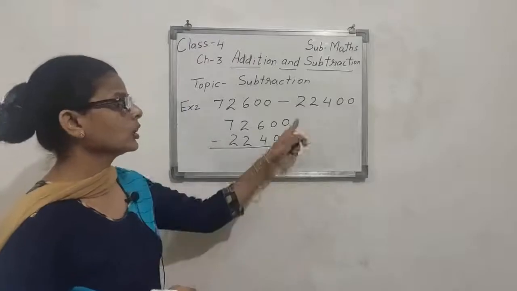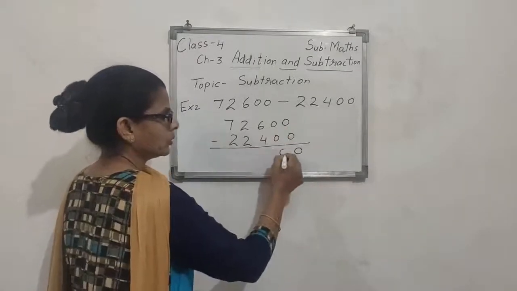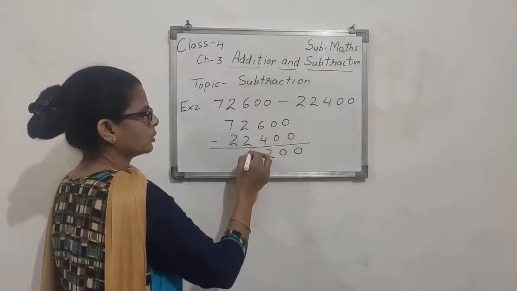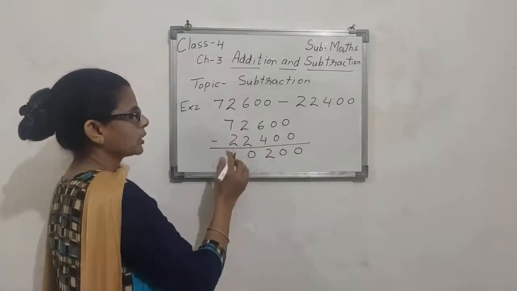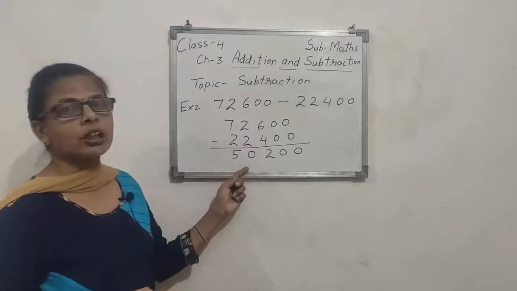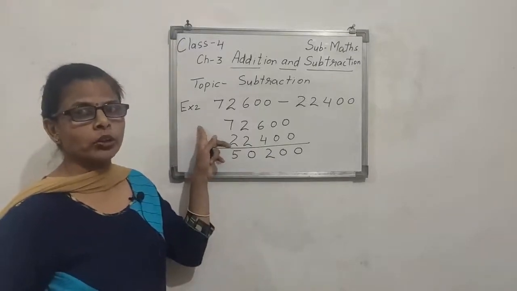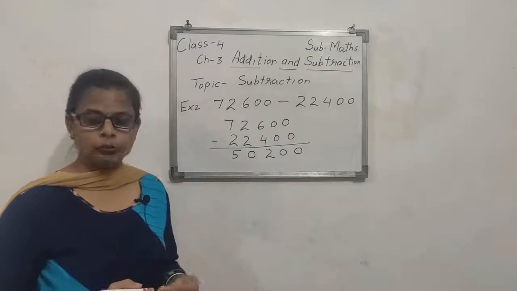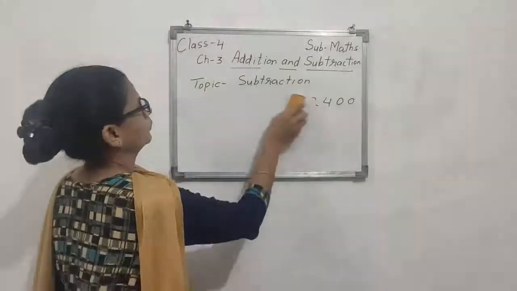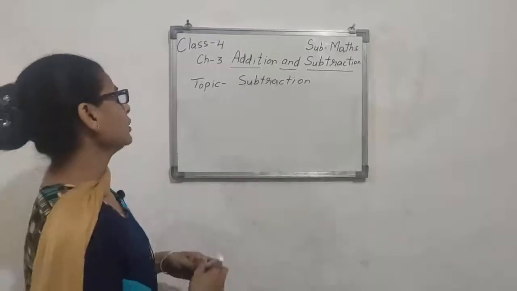Minus it. 0 minus 0 is 0 only. 0 minus 0, 0. 6 minus 4, 2. 2 minus 2, 0. 7 minus 2, 5. So difference of these two numbers is 50,200. These subtractions are without borrowing. Now we will do the subtraction with borrowing.